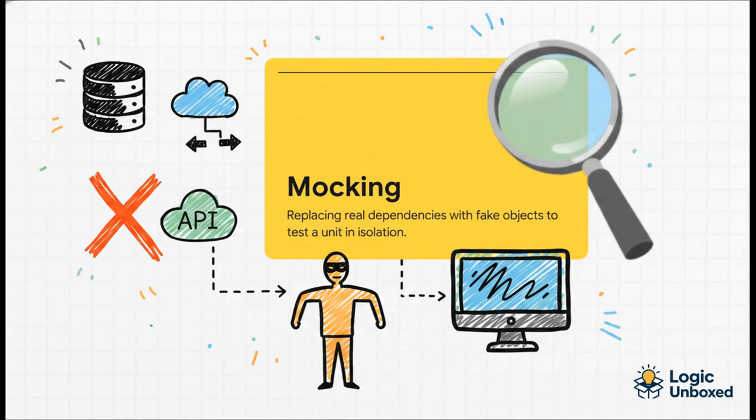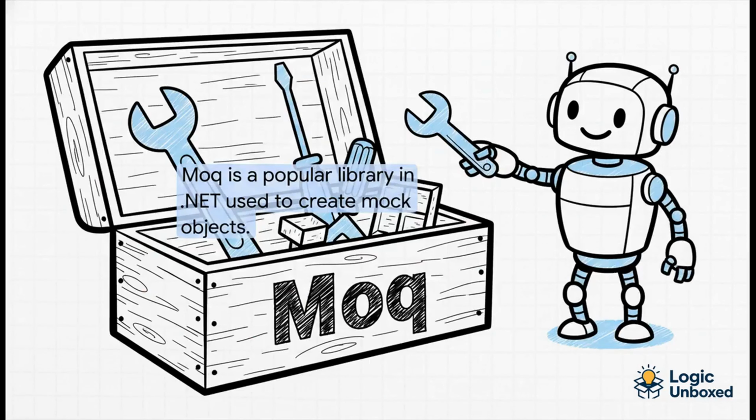It looks and acts exactly like the real thing for the camera, or in our case, for our code, but we're in complete control of its every move. This lets us test our code in a perfect, isolated little bubble. Now, to actually create these stunt doubles in the .NET ecosystem, there is one tool that stands above the rest, a library called Moq, that's spelled M-O-Q. It's pretty much the industry standard, so the concepts we're talking about today are all built around how Moq works.